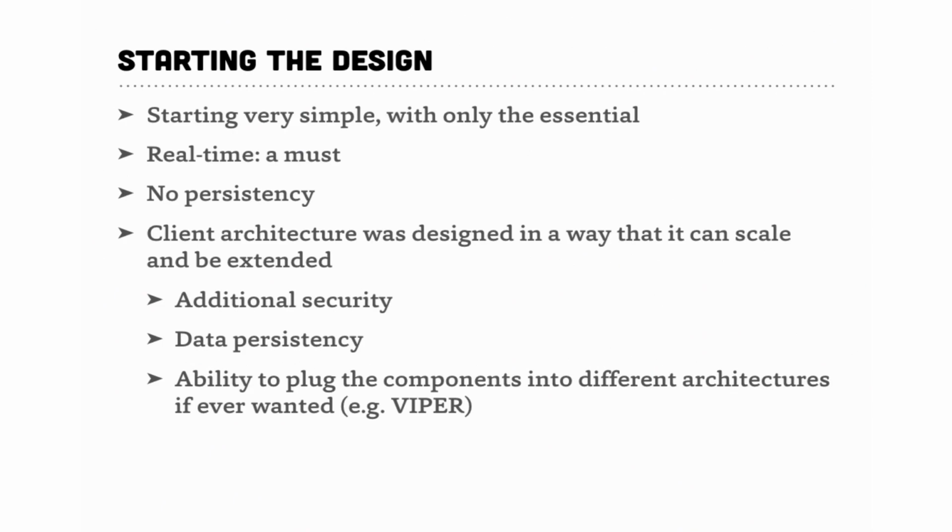We tried to design the architecture in a way that we could easily add things as we moved. So for example, we started without persistency. And then I thought, yeah, maybe one day, if we need it in the future, we can add persistency. And we made it in a way that we could plug components into different architectures, such as Viper, if we ever wanted to.